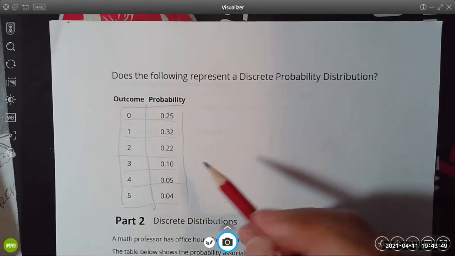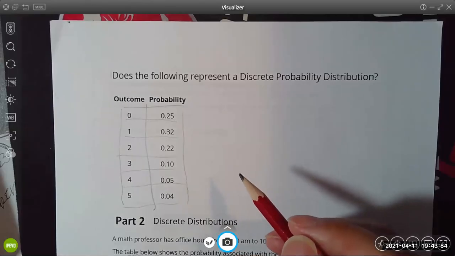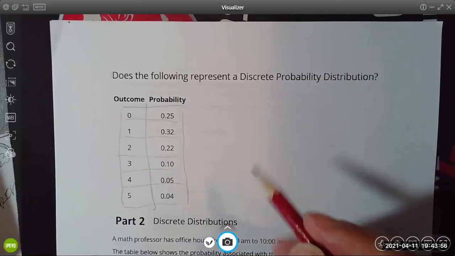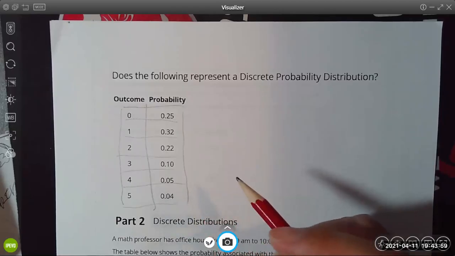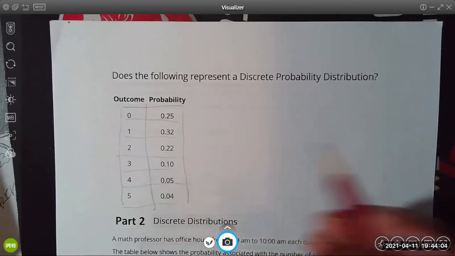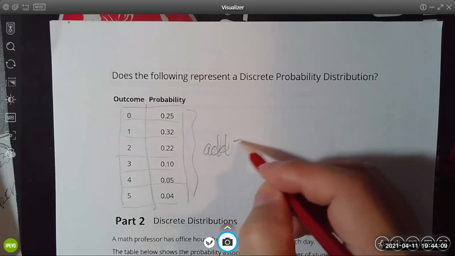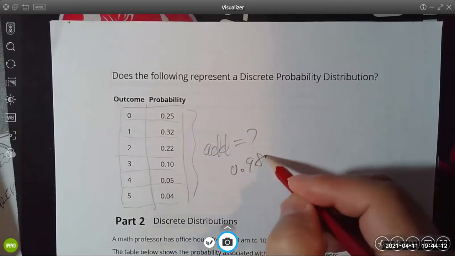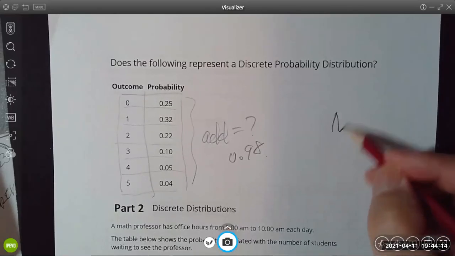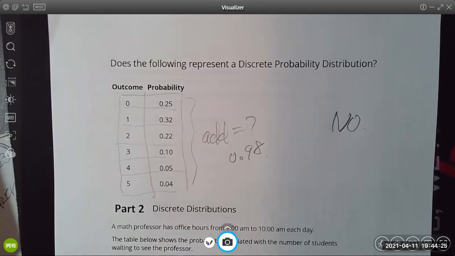Can we determine this is a discrete probability distribution? The answer is no, not yet at least. The reason is that it fails a requirement: the sum of all of the probabilities has to be exactly 1. When we add them all together, I got 0.98. So the answer is no. Just be careful. That's why we need to do exercises, to help people completely understand the definition of a discrete probability distribution.